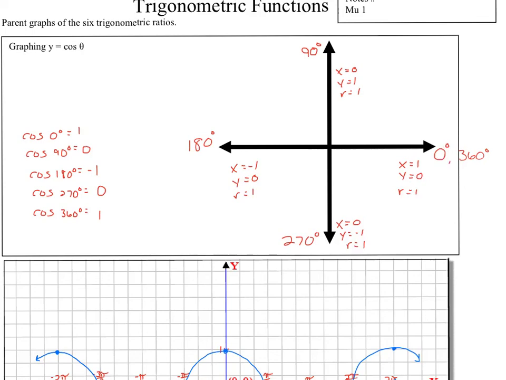Cosine, which is x over r, is going to give me cosine of 0 degrees is 1, cosine of 90 is 0, cosine of 180 is negative 1, 270 is 0, and 360 is 1. That's going to give me similar points to sine, but it's a little bit different. Let's see what this graph looks like.